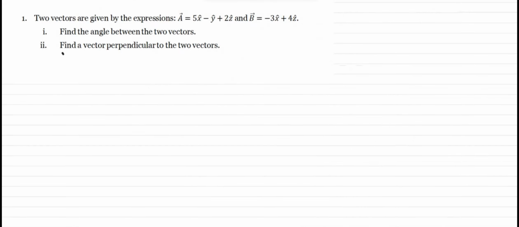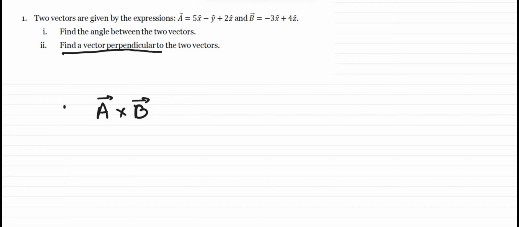The second part says find a vector that is perpendicular to the two vectors. It doesn't say in which order we should consider the two vectors, because in finding the perpendicular, we have to take the cross product between the two vectors, and in the case of the cross product, the order matters. So whether we take A cross B or B cross A, it doesn't matter in this case because they haven't specified a particular order. However, if they ask you to find A cross B, then the order is fixed and there are no more questions.